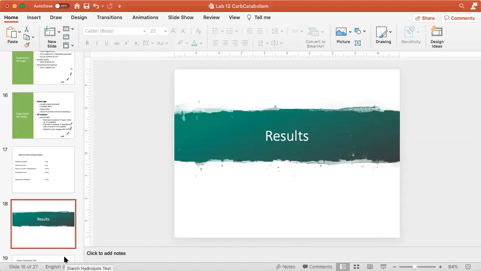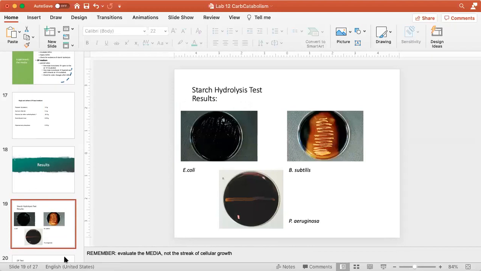All right, let's take a look at our results. These are our starch hydrolysis plates. Here's the E. coli plate after the iodine was added. You can't see the streak, but trust me, there's a streak here. The plate is angled badly for the photograph, but there is a streak of cells growing here. Black, black, black plate. Here's the Pseudomonas plate. You can see the streak of cells much better on this one.